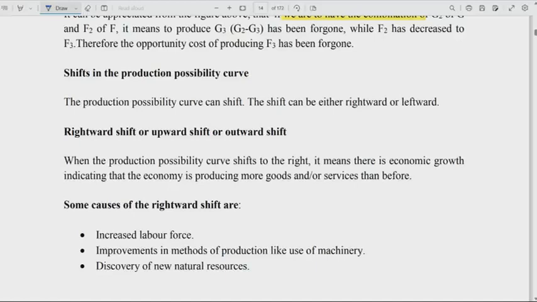So the first is that there has been an increased labor force. At first, you had limited resources, right? You had limited resources in terms of labor force, because labor is a resource. Because of our limited resources, for example, a small country, we could not produce a lot. Because of that, we were producing less. But there's been an increase in labor force. That means now we can produce more.